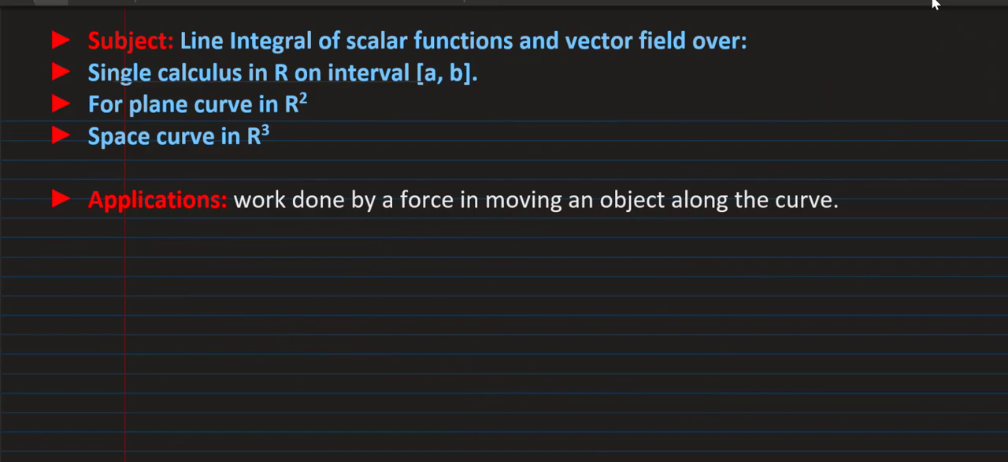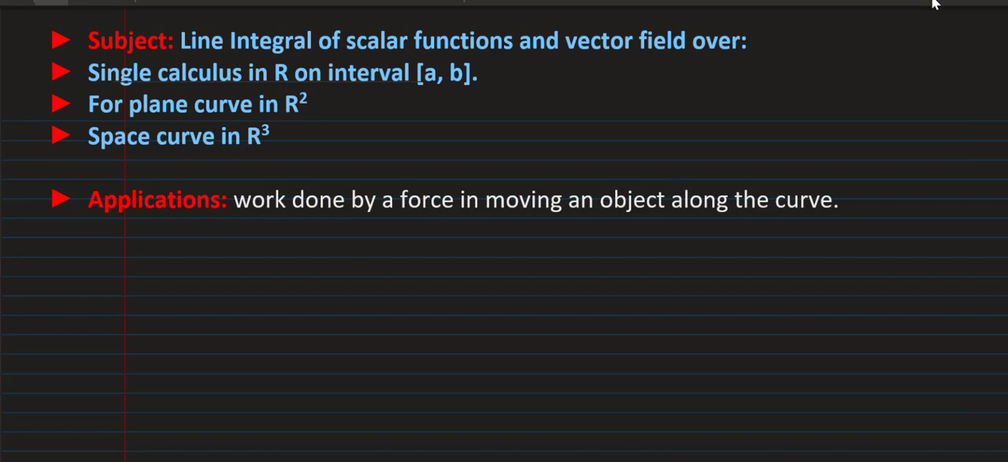Hi everyone, I am Ajir and today I am with you with another subject, which is the line integral of scalar functions and vector fields, which we proposed in three cases: first, single-variable calculus in R on the interval a to b, the second for plane curves in R2, and the third for space curves in R3.